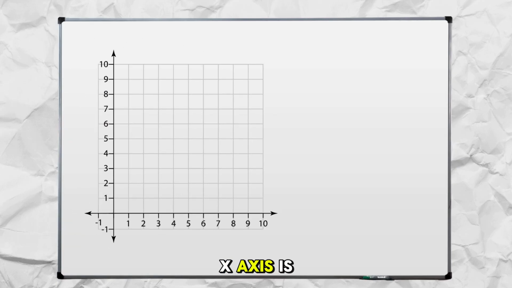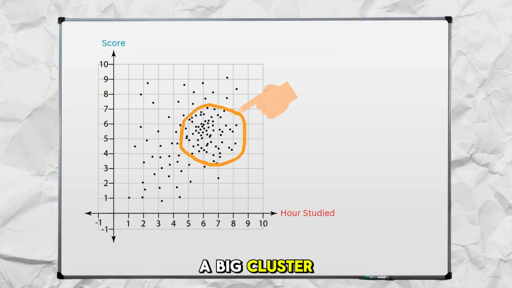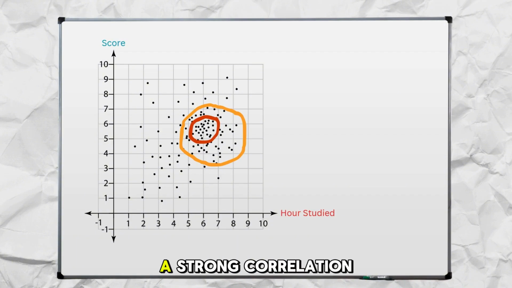We'll say the x-axis is going to be the hours studied, and the y value is going to be your actual score. Now, if we look at these points, we see there's a big cluster of points up here. So it seems like as hours studied increase, test scores also increase. We'd have a positive correlation here. That's the first thing. Next, we'd go over the strength. Now, the cluster looks pretty tight here. We'd say it's a strong correlation.